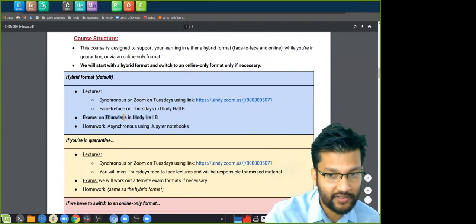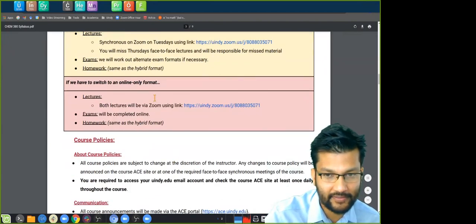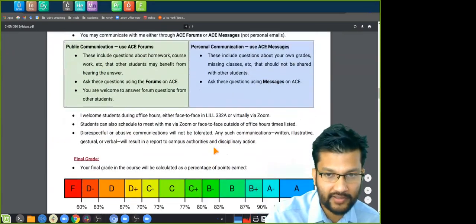Exams are going to be during the Thursday face-to-face time period, and homework, I'm going to talk about that in just a second. But basically, that's the format. If you're in quarantine, you can read that, and hopefully, you don't have to switch to an online-only format. Course policies, all that nonsense.